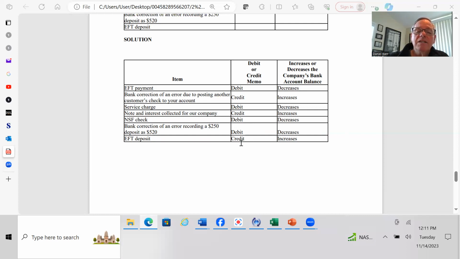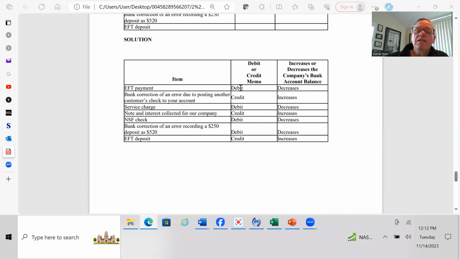An EFT deposit is when money goes automatically into my account. Example, this might be those of you who are paid and get automatic deposit. So anytime they put money into my account, from the bank's point of view, it's a credit. So that's a credit, and that increases the balance of my account. Again, when it comes to interpreting the bank statement, when they take money out, they debit my account, such as the EFT payment, which decreases it. And when they put money in, they credit my account, and it increases it, such as the EFT deposit.